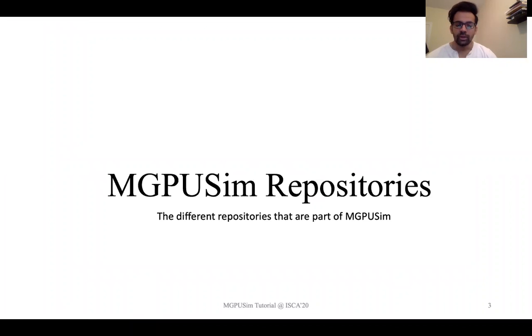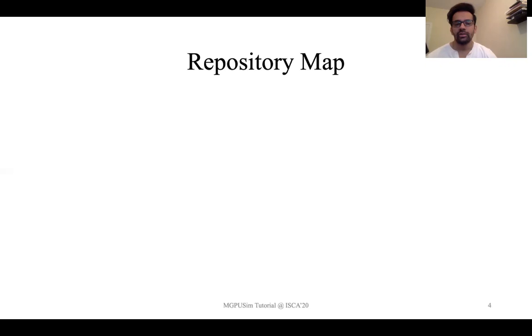The first thing that we are going to take a look at is how the repositories in MGPUSim are organized. This is helpful for anyone who wants to make software changes for his or her own research work. So here's the repository map. At the top level, we have Akita. This is the repository that contains the simulation engine. So this handles all the event-driven simulations.